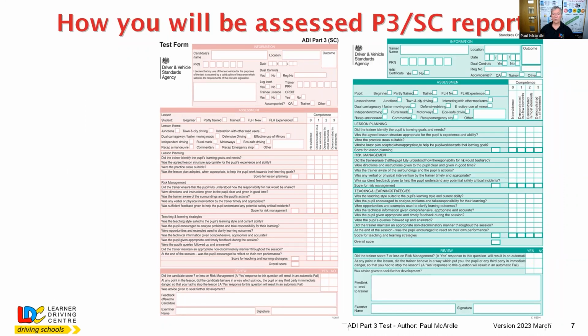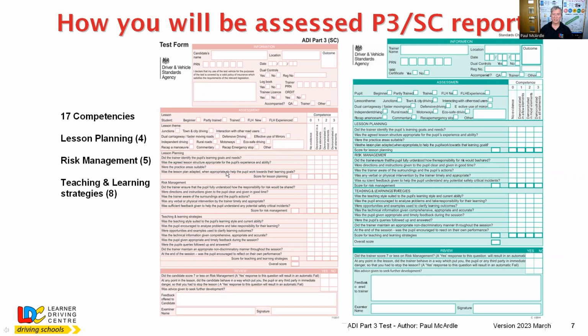So that's all you need to know really about the guidance. They're the main things in the guidance that you need to be aware of, that these existing instructional techniques and core competencies are still being assessed. However, when we look at the new standards check or Part 3 marking report, you can see, in fact, that there are 17 competencies: 4 in lesson planning, 5 in risk management, and 8 in teaching and learning strategies.